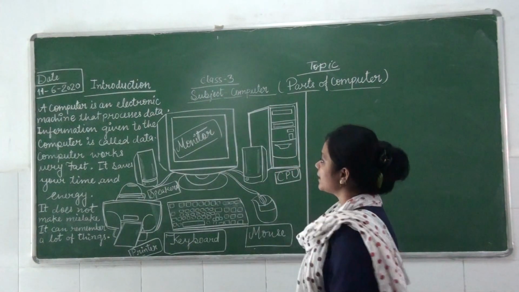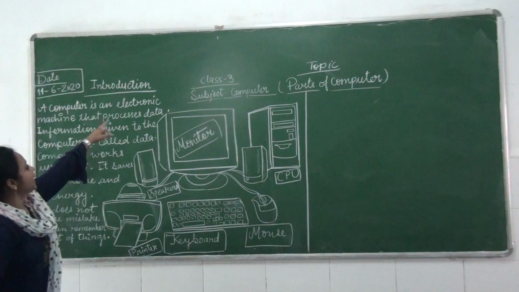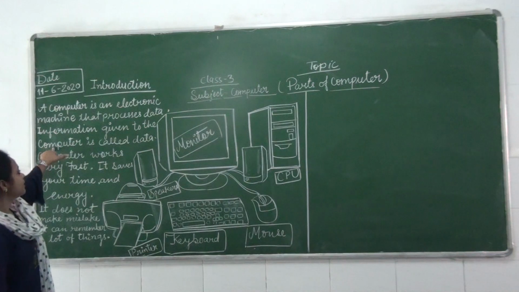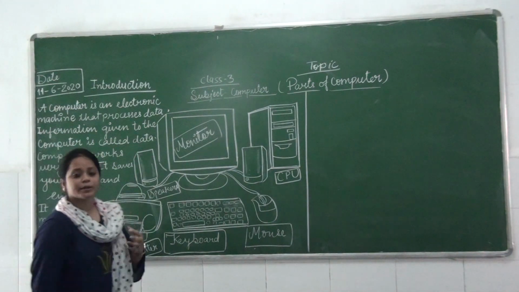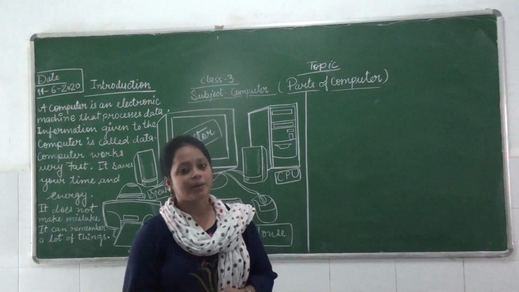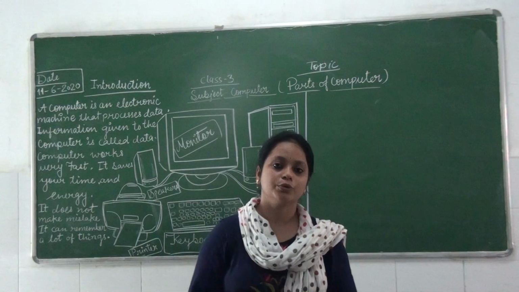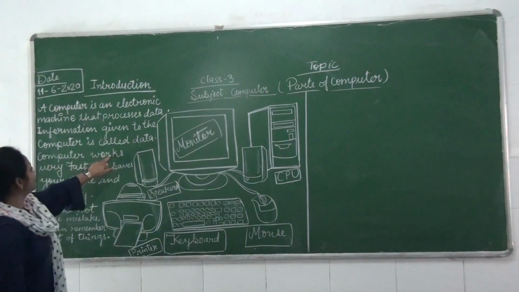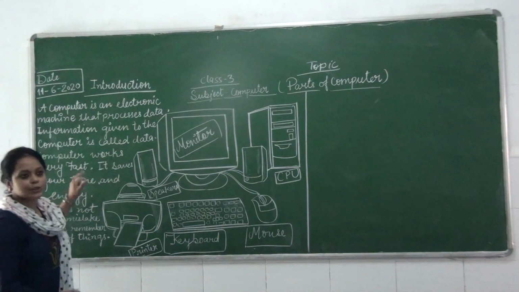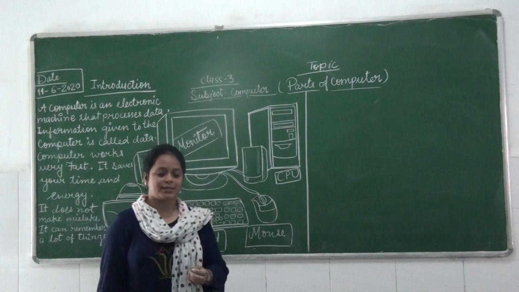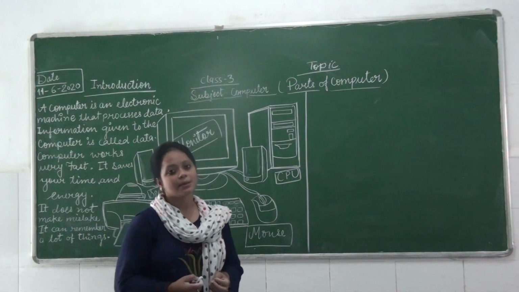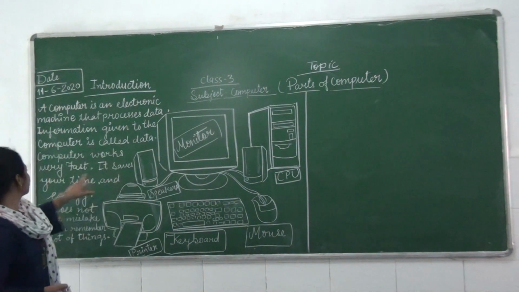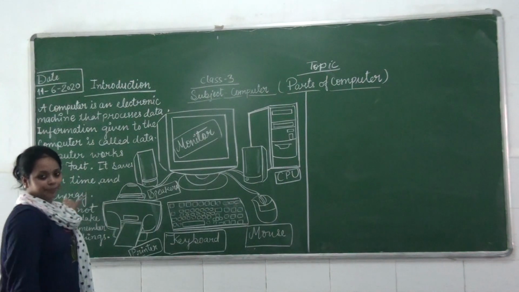A computer is an electronic machine that processes data. Information given to the computer is called data. What is data? Whatever information we give to the system, to the computer, is called data. Computer works very fast. As I told you earlier, it runs very fast. Whatever we do in the system, it gives us accurate results. It saves your time and energy.